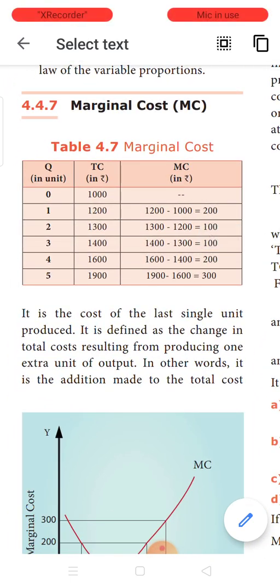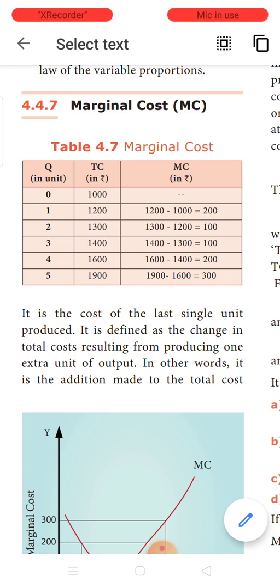When 0 units of output is produced, total cost is 1000. Then 1 unit is produced, total cost is how much? 1200. Now, one additional unit is produced. What is the addition made here to total cost? From 1000, it has increased to 1200. So, marginal cost is 1200 minus 1000, which is 200. The second unit of output is being produced. So, output is increasing by one more unit. How much is total cost increasing? From 1200, it has increased to 1300. Now, what is the marginal cost here? 1300 minus 1200, which is 100.